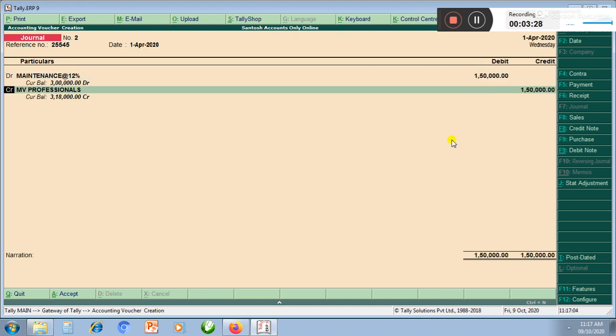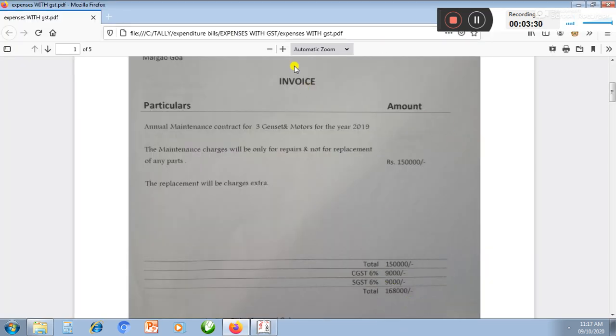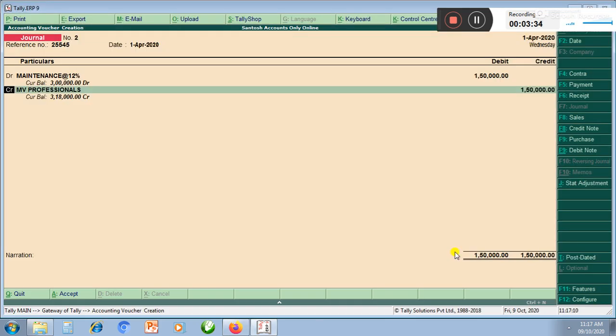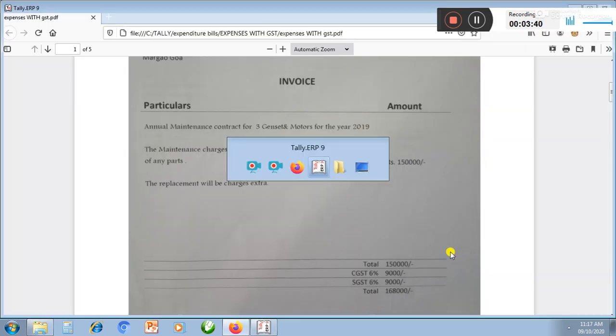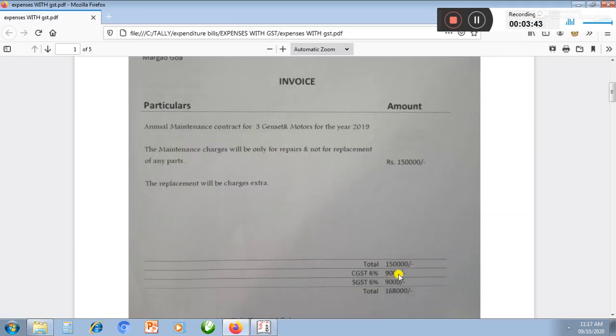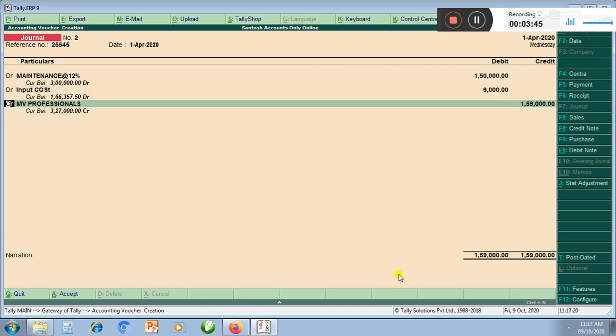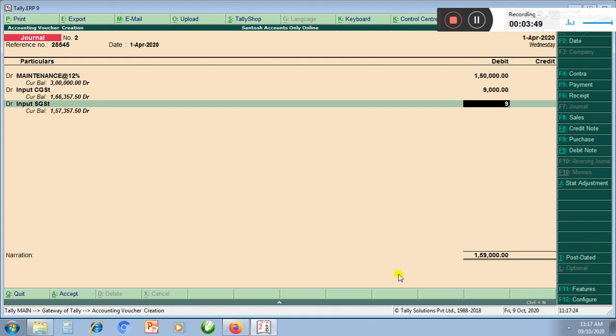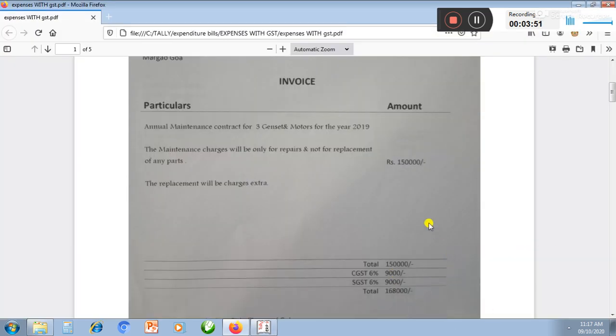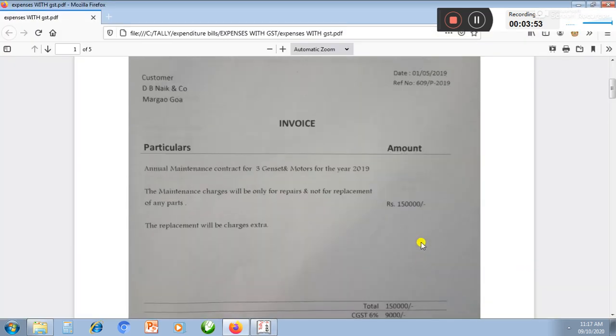Done. Now whatever is there on the bill, we have to debit, and credit the party. The CGST and SGST also you have to debit. Press D for debit here. Enter. Input CGST. Here in journal we have to type the amount because it is not calculated automatically. 9,000. Debit again, input SGST 9,000. So this is the bill that we have passed here now. This entire thing is passed.